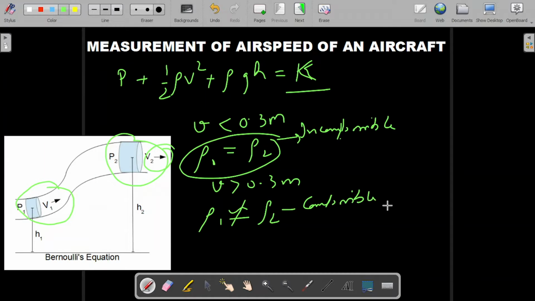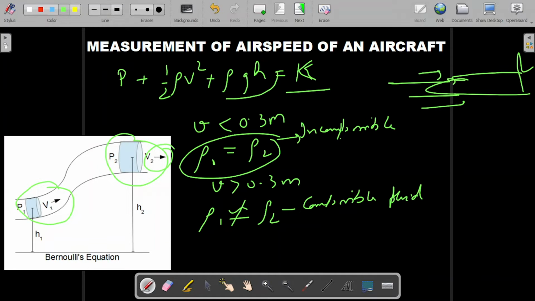So in the field of aviation, when the aircraft is flying in straight and steady flight, the change of the potential energy is very small, so we generally neglect this term. This equation is reduced to pressure energy plus half rho v squared, where rho is density, and this will be constant.